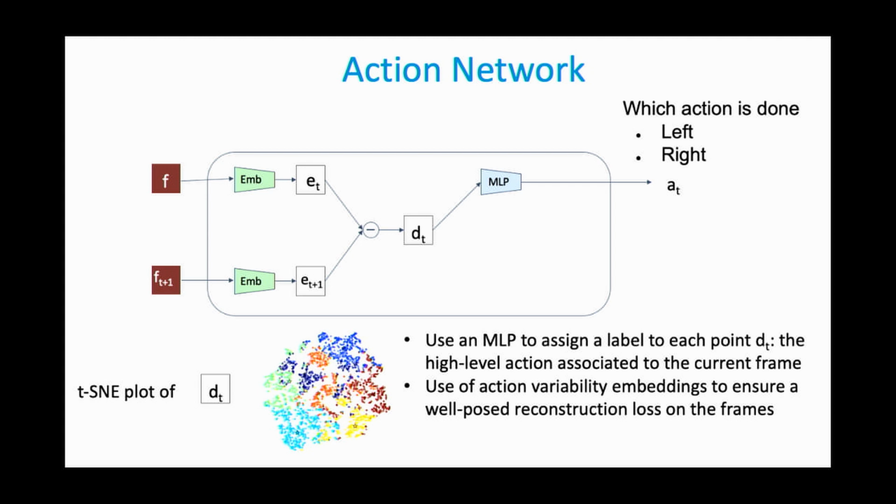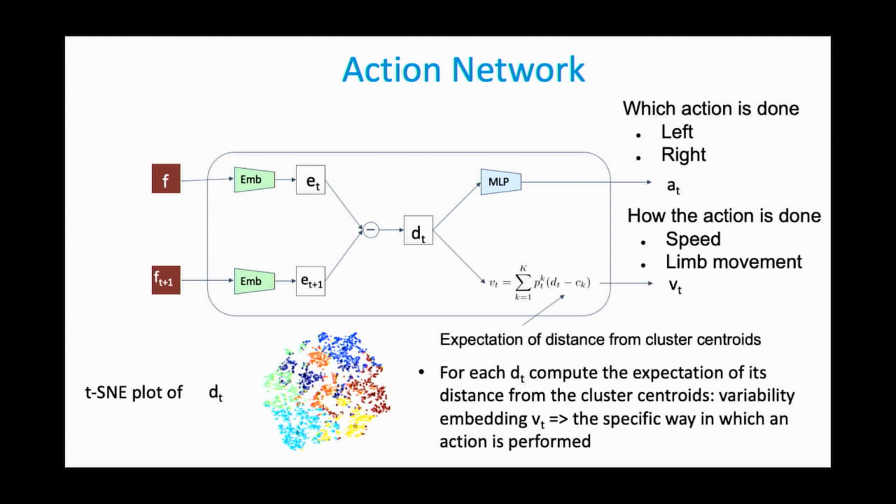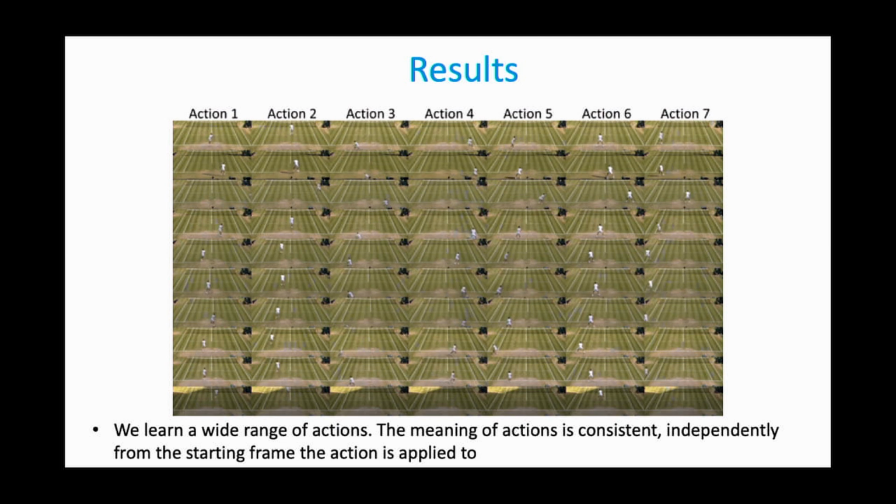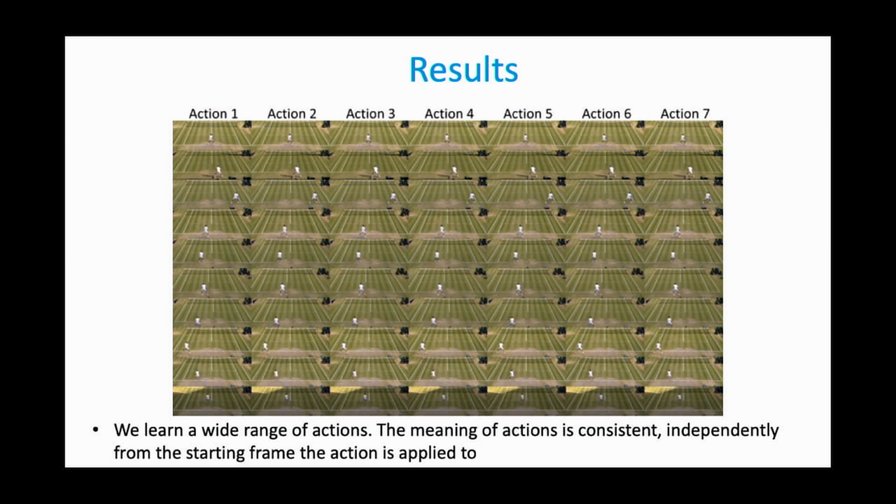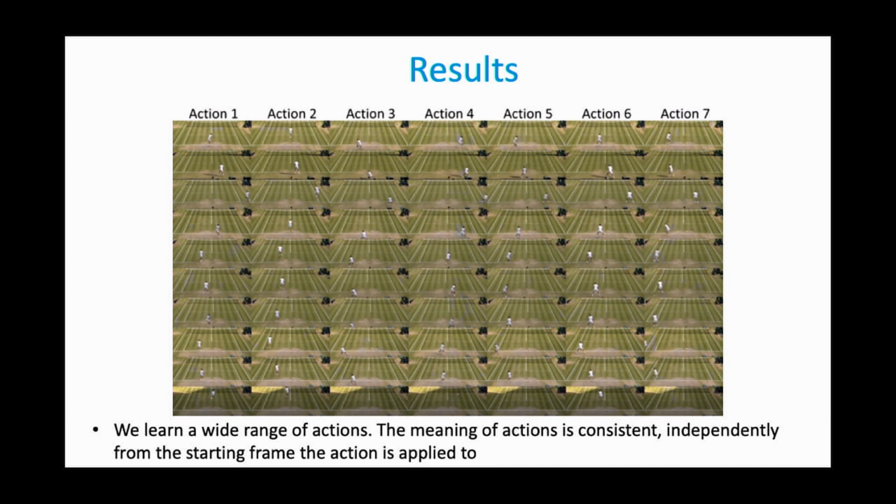And then we have this NLP to tell you, for example, which action is done. So if you move left, right, up and down and whatever. But also, you can do it to understand how the action is done. So you can understand the speed and the limb movement. Yeah, so these are some examples that we extracted from the video in an unsupervised way. As you see, the player is moving left, right, going towards the net, going in diagonal, and so on. So these are the 7 actions that we learned from tennis play.